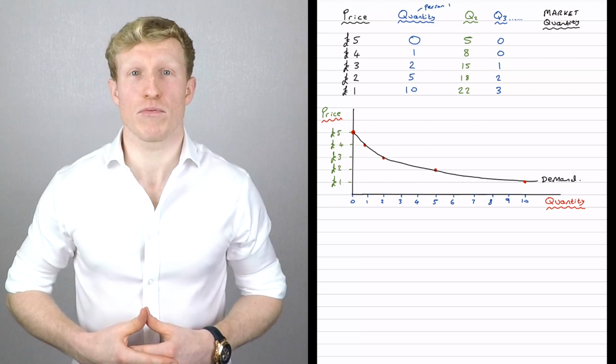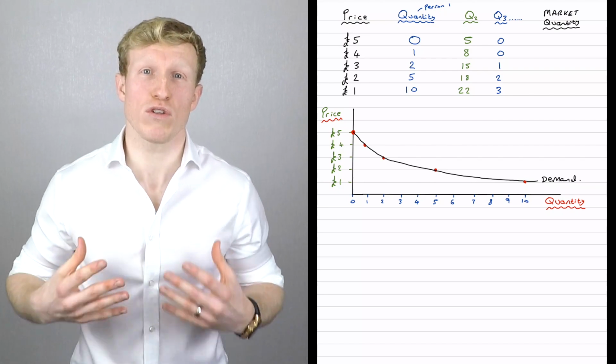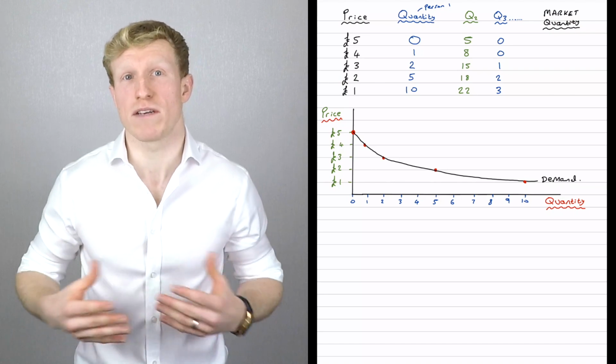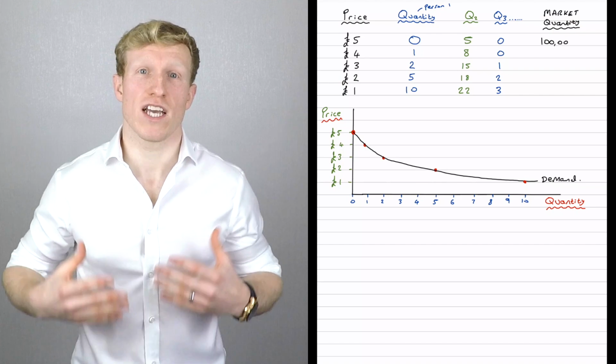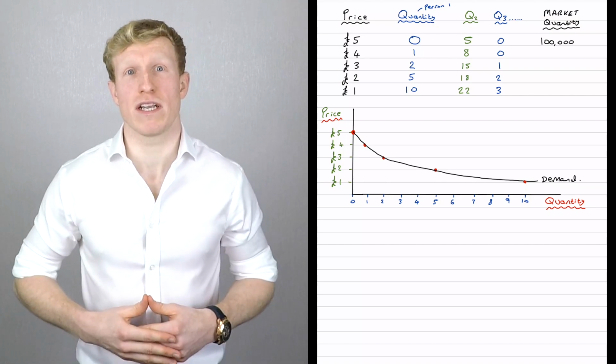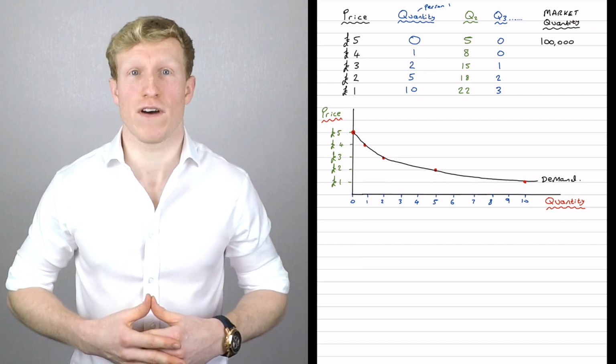So suppose if the price is £5, then the total market demand or quantity demanded in the market is 100,000 units. If the price is £4, the total quantity demanded in the market is 400,000 units.